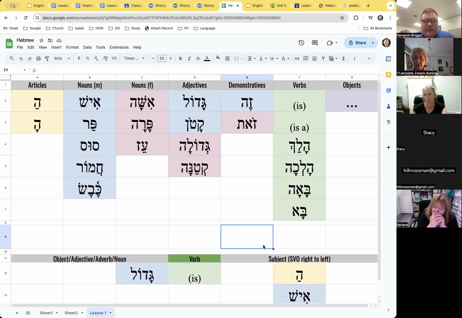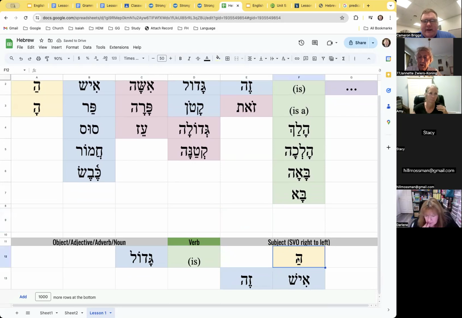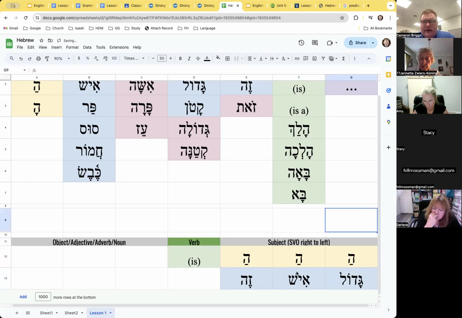So now if we wanted to put "they" in the mix. If I put "they" over here on the same side as "ish," I have to also put a "ha." And so ha'ish hazeh is "this man is big." But if I wanted to bring "gadol" over here, I would also have to put a "ha" in front of it. If the noun has a "ha," everything has a "ha."